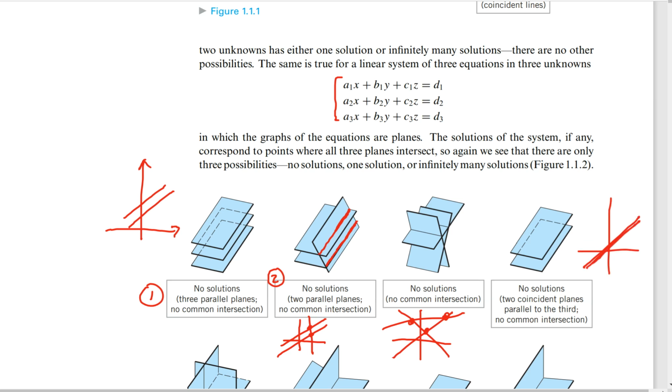Here you have two overlapping lines and one that's non-overlapping, and in this case you have no solutions. Same thing here: two overlapping planes, but one that's parallel, non-overlapping, no common intersection points. And coming back to case one, this is what I should have drawn: the analogy would have been three parallel lines. So all situations 1, 2, 3, and 4 have no solution. Let's move on to the next case.